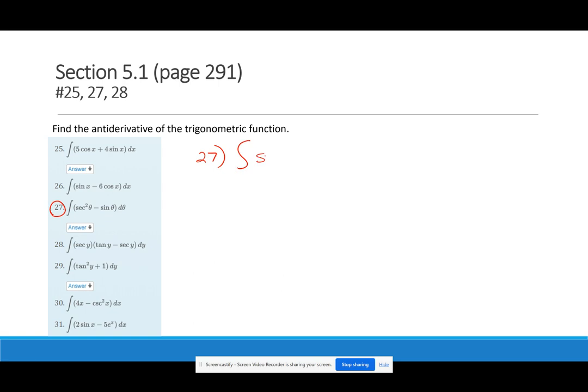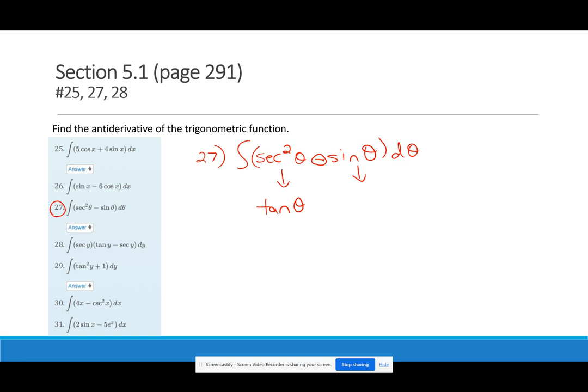On this one, we're being asked to find the antiderivative for secant squared theta minus sine theta with respect to theta, d theta. Again, we have adding or subtracting here, so we can just integrate each piece of this. Right now in 5.1, if we're going to integrate a trig function, then what we see has to be the answer of some derivative problem we had done back in chapter 3. That's exactly the case with secant squared theta. That would come from tangent theta. The derivative of tangent is secant squared theta.